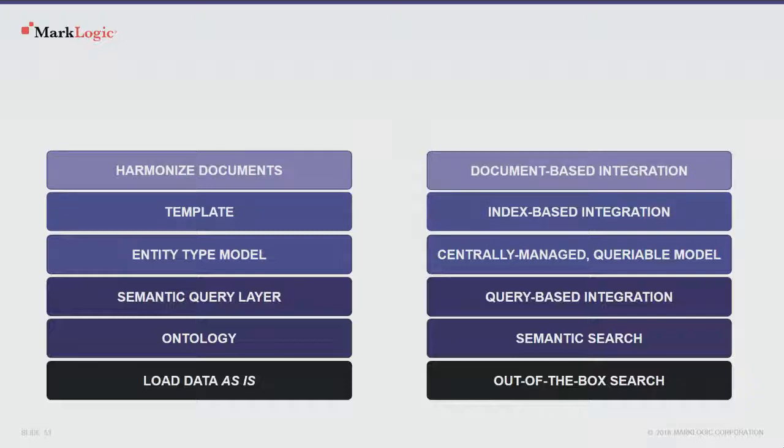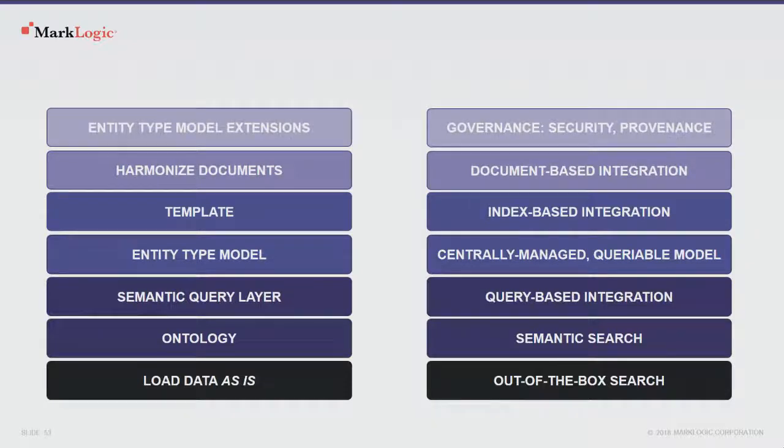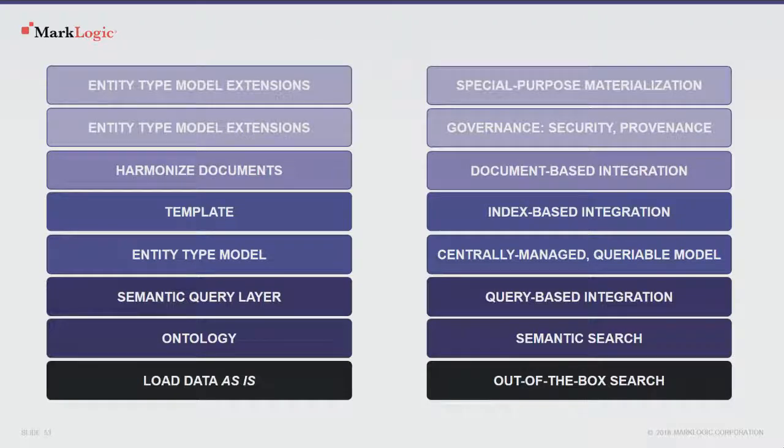We harmonized documents, so we moved on to document-based integration because our model was stabilizing, it was maturing, and we were pushing things down into the document. We extended the entity type model for things like security and provenance. We saw provenance here, PII you'll see in another session. And we saw the opportunity to add things like special purpose materializations and again link those back to the original entity.